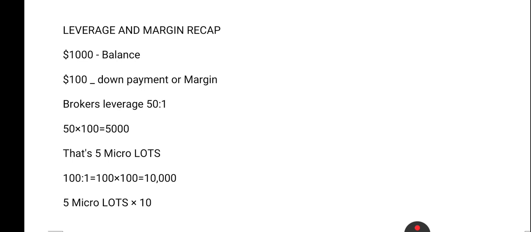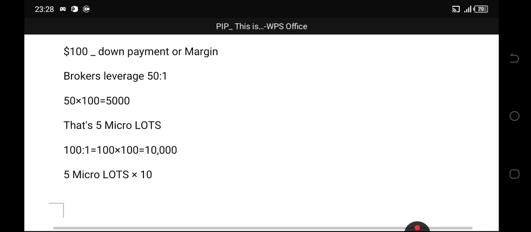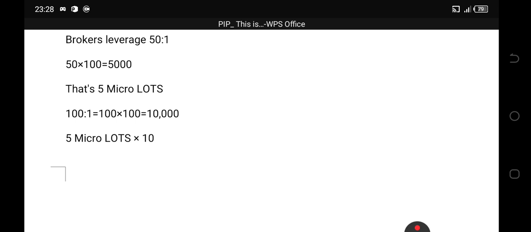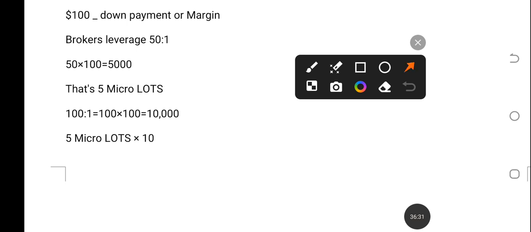So let's say, for example, the broker is giving you 50:1 as their leverage. So that means they are willing to multiply whatever amount you are putting in as your down payment times 50. Okay?